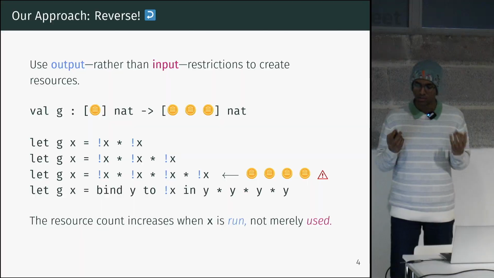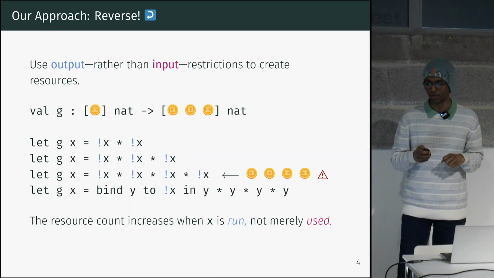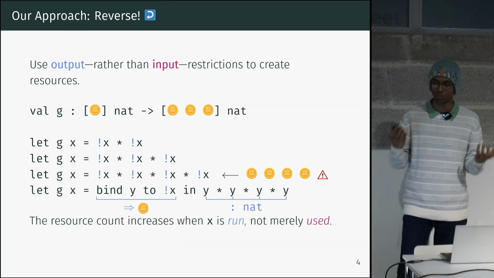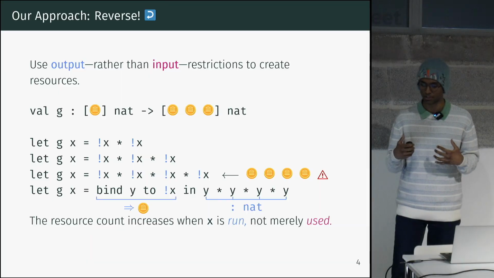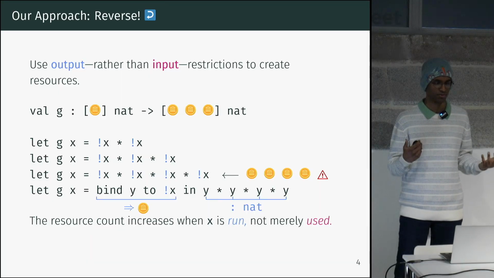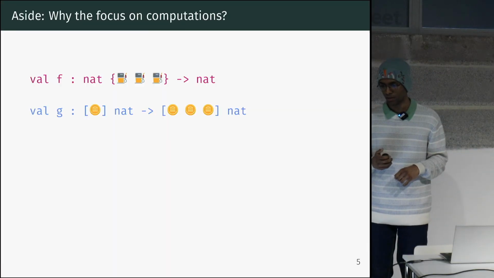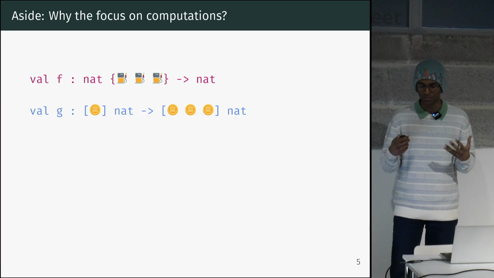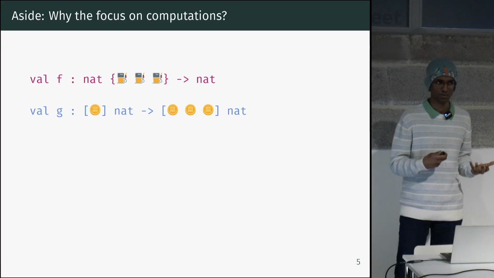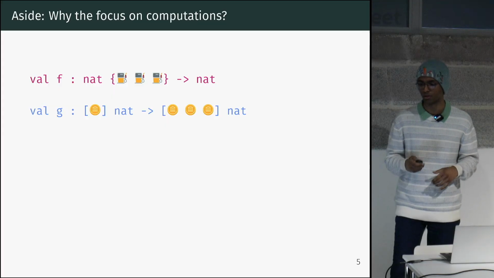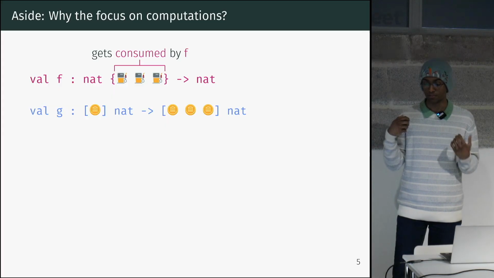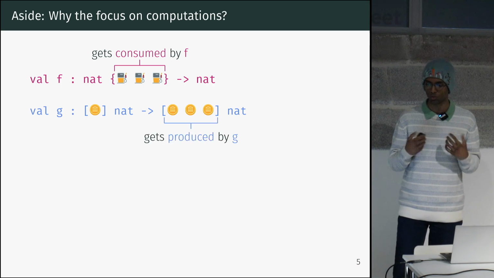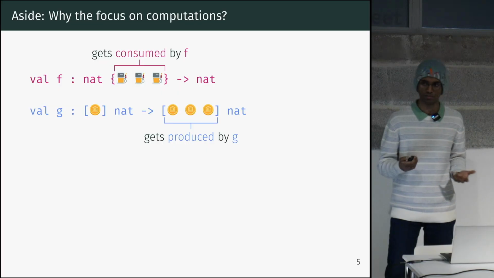In particular, something you can do that's totally valid is binding y to the result of running x, inducing a single coin, and then using y any number of times you like, because y is just of type nat and doesn't induce any coins. It's just a value. To understand why we're focusing on the running of computations versus the mentioning of variables, which might seem like an arbitrary design choice, you might think of the semantics of the fuel emoji as being consumed by the body of f, whereas the semantics of the coin emoji is to get produced by the body of g.